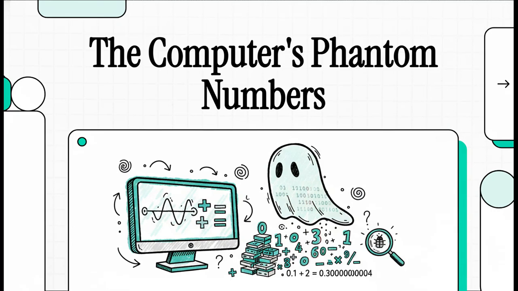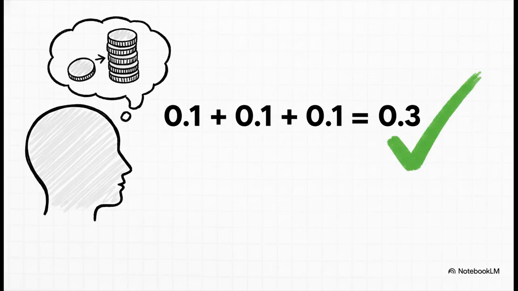All right, we're about to pull back the curtain on a really strange mathematical mystery that's happening inside your computer, probably right now. It's this weird little quirk that can make even the most basic math go, well, a little bit wrong. So let's start with something that looks super simple. 1/10 plus 1/10 plus 1/10 equals 3/10. I mean, that seems completely 100% true, doesn't it? It's the kind of math you wouldn't even think twice about.